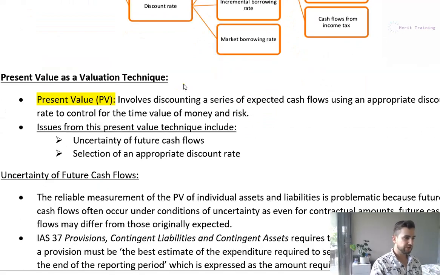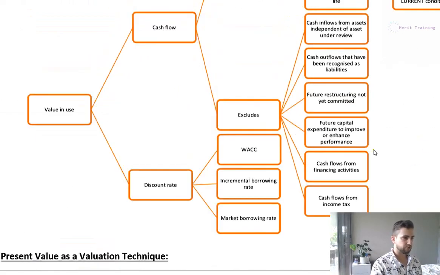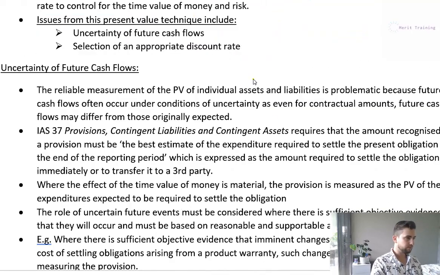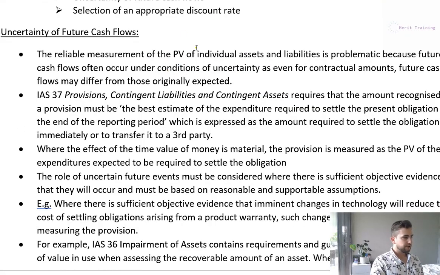Present value is basically what we were talking about up here. It's discounting all future values to the value of it today, because of the concept that I keep talking about, which is $1 today is worth more than $1 tomorrow. This is just saying uncertainty of future cash flows. The reliable measurement of the present value of individual assets and liabilities is problematic because future cash flows often occur under conditions of uncertainty, even for contractual amounts. It's hard to predict what's going to happen in 10 years' time.